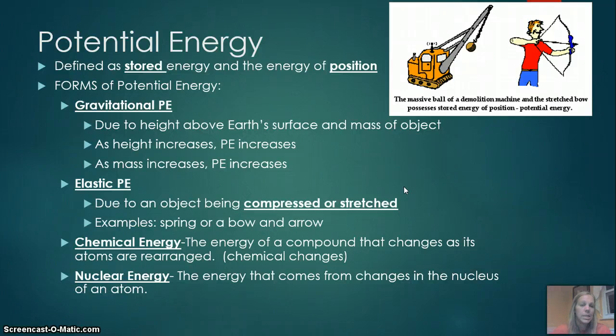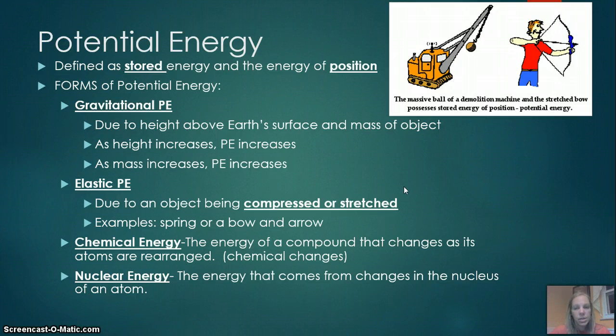Potential energy. So what is it? It is stored energy. It's also the energy of position. So you kind of have to think about both definitions. And there are four types of potential energy that we'll be talking about, and one is gravitational potential energy. Gravitational potential energy is due to the height above Earth's surface and the mass of objects.